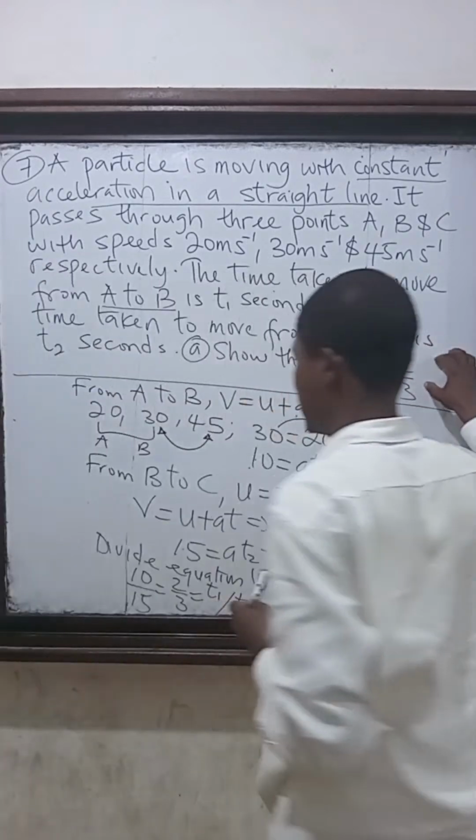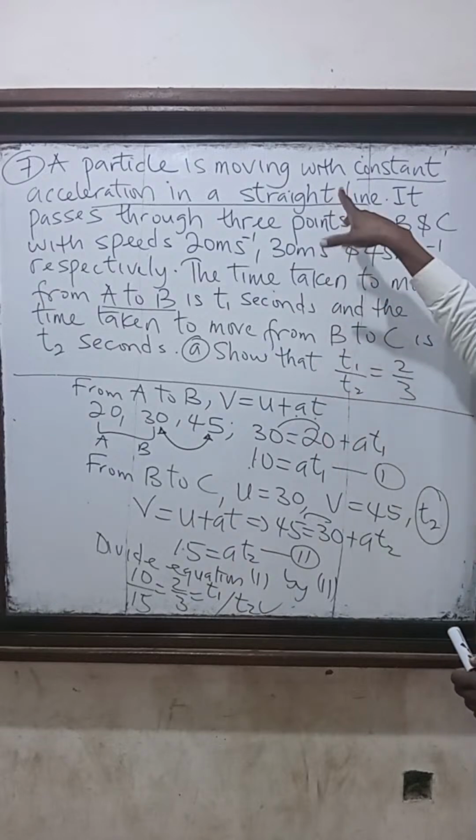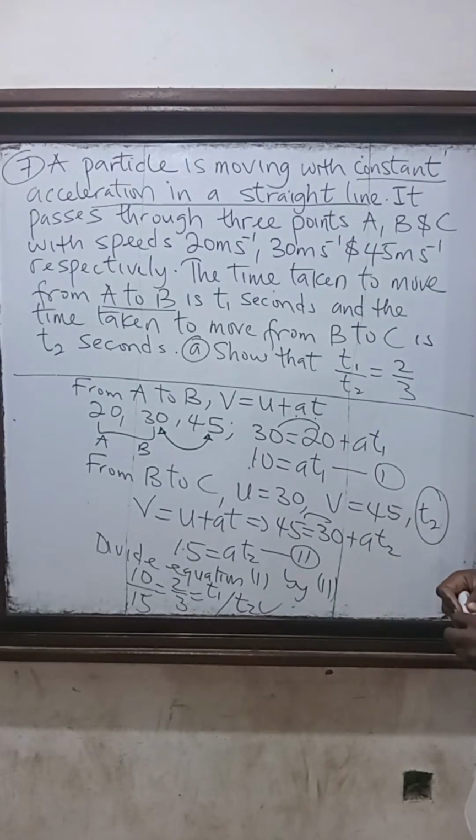We still have the B part, but there's no space. I'm going to write the B part now. Okay, so that's what we have. T1 over T2 is 2 over 3. Okay, and this is what we do.